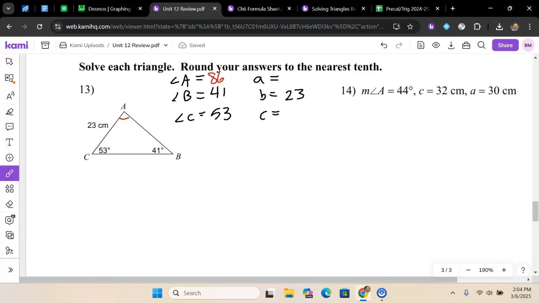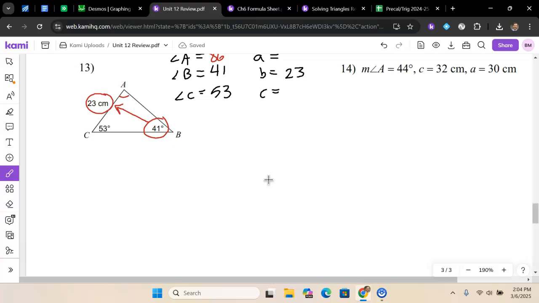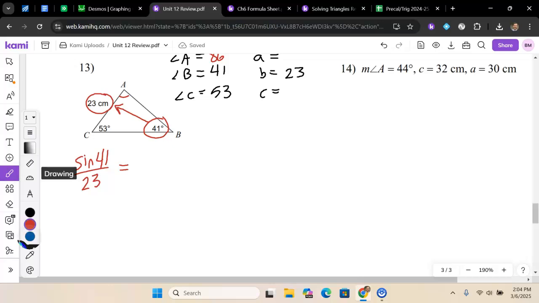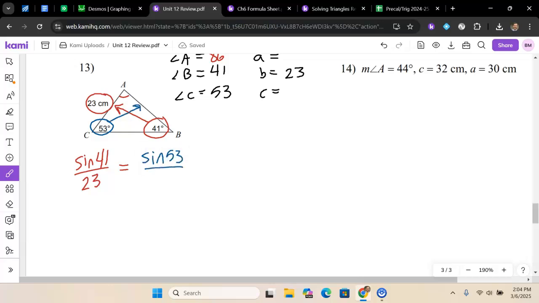Now, the question becomes, do I do law of sines or do I do law of cosines? And again, these formulas are given. What I like to think is I want to try to do law of sines. Law of sines is able to be used as long as I have an angle and the side length across from it. I can do law of sines because we're just setting up a proportion. So since I have both parts for B, I'm going to do the sine of 41 over 23 equals, and then I'm going to go with either one of the others. It doesn't really matter. But I've got the sine of 53 over side length C.